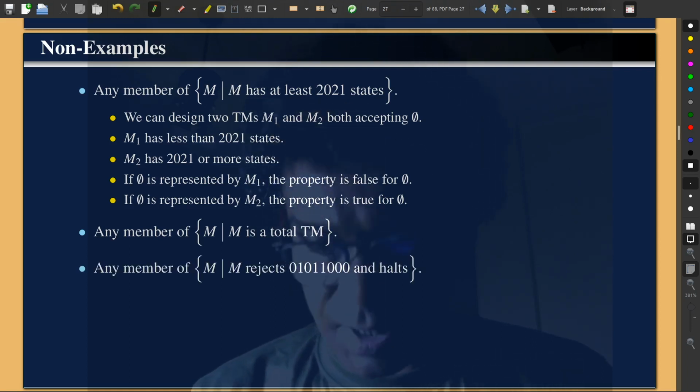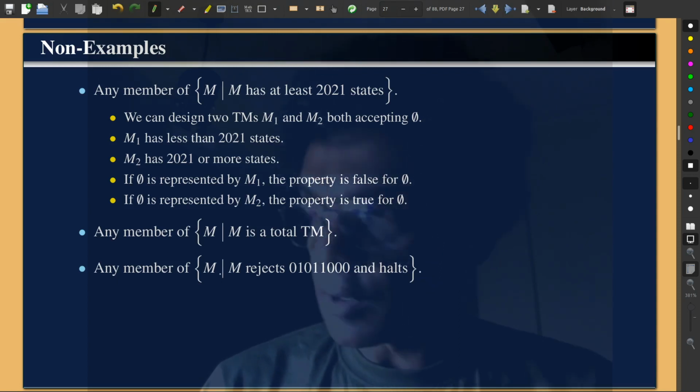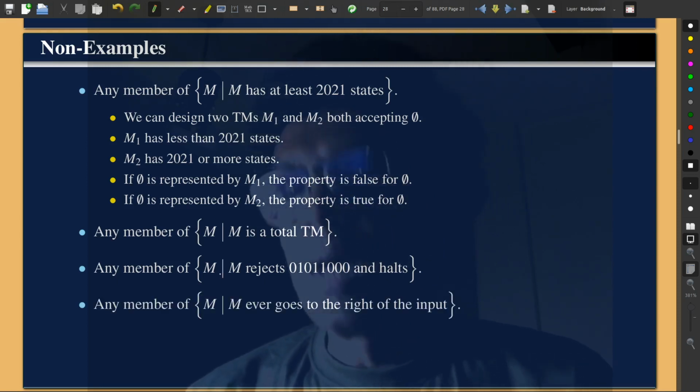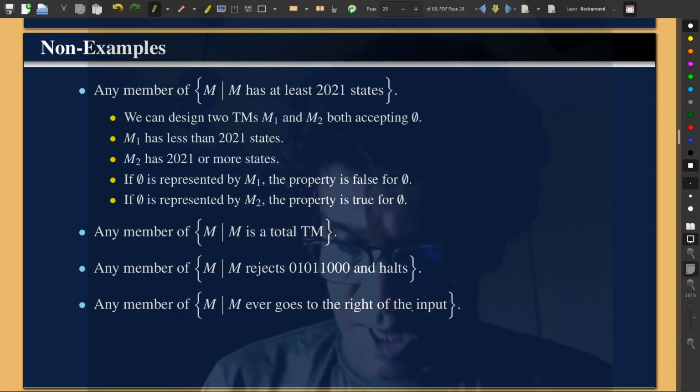Okay, so here are some other examples. Any member of this, that it rejects this and halts. The idea is that it may also loop when the input is this, and in both cases, this is not accepted. So this is often a property of M, not the language of M. And here also it looks like a property of Turing machines only: M ever goes to the right of the input. This is actually a property of the machine itself. There exist languages for which this may be the case.